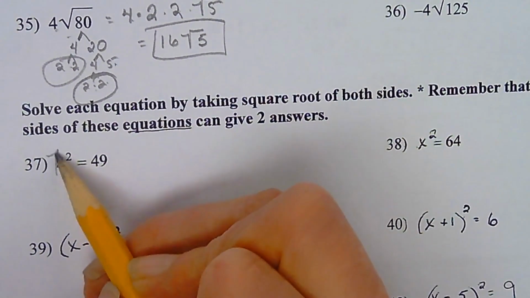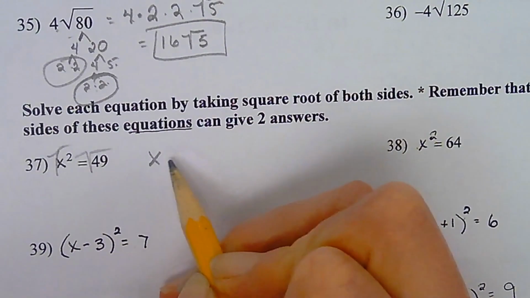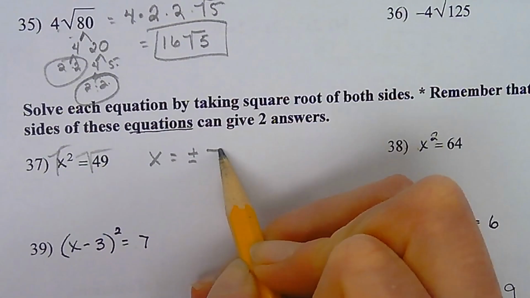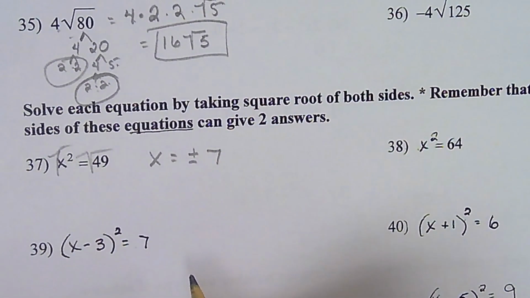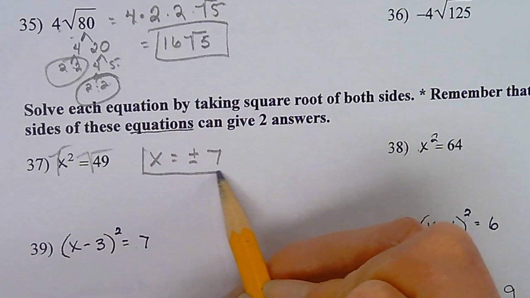If we take the square root of both sides, we get x on the left-hand side and plus or minus 7. That's a perfect square. Plus or minus 7 on the right, and that one's done.